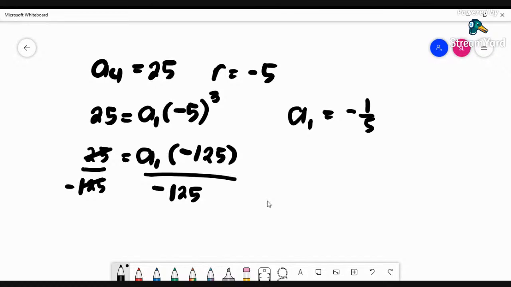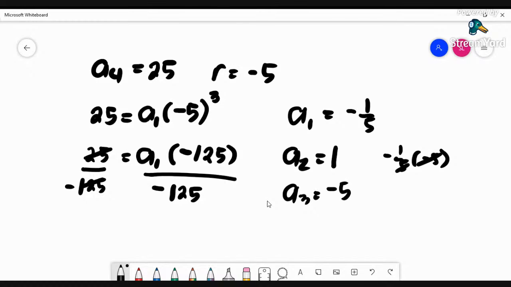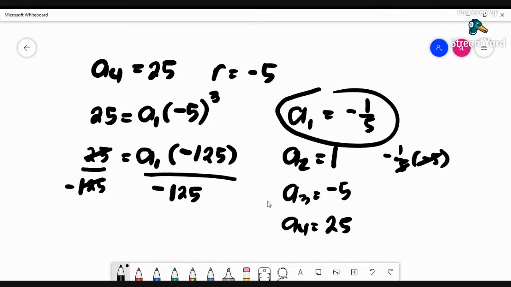Let's try to check. Negative 1/5. Okay, so negative 1/5. If we try to solve our a sub 2, times negative 5, we get positive 1. This is from negative 1/5 times negative 5. So negative times negative, that's positive. Again, multiply it with negative 5. Our a sub 3 will be negative 5. 1 times negative 5 is negative 5. And really, our a sub 4 will be 25. Okay, so our a sub 1 is really negative 1/5. Let's continue.